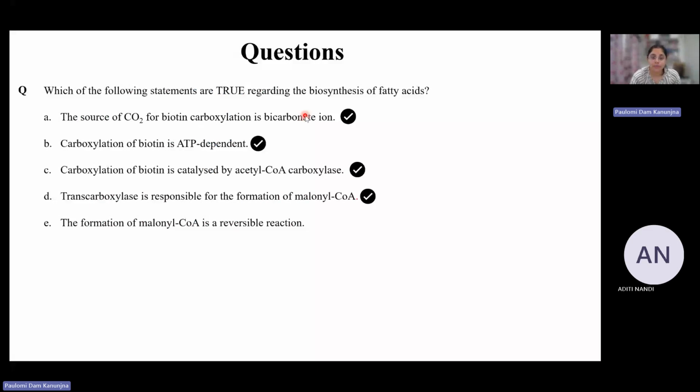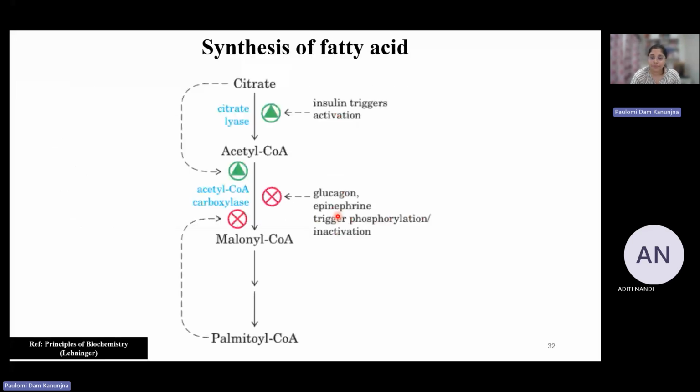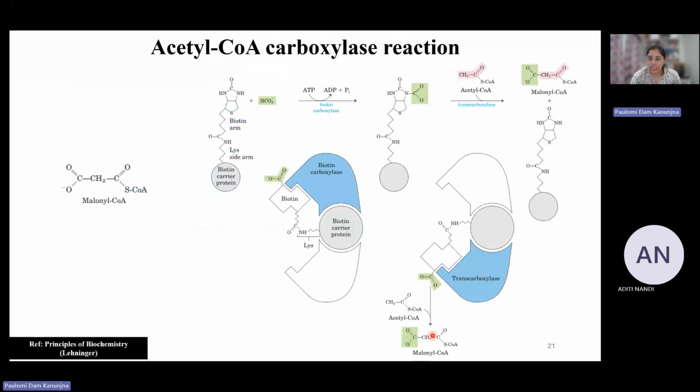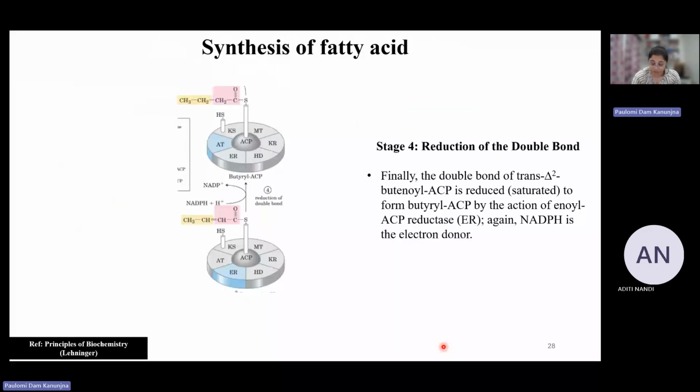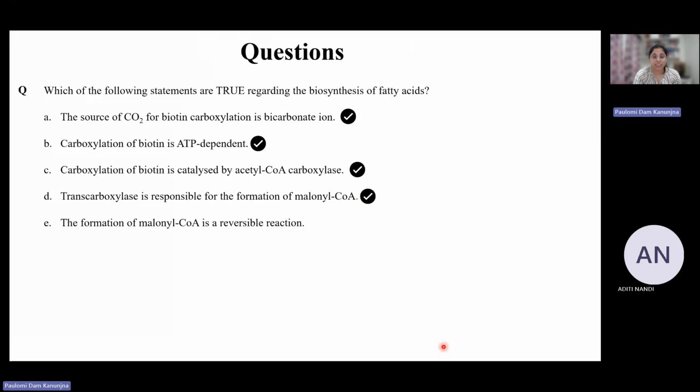If you go back here, this is the enzyme. And then the last one says transcarboxylase is responsible for the formation of malonyl coenzyme A. So when you go into the first slide, this one here, this is what is actually forming the malonyl coenzyme A. So among that enzyme, the transcarboxylase domain is what is responsible for this malonyl coenzyme A. Another option says the formation of malonyl coenzyme A is reversible. That is incorrect. It is not reversible. It is an irreversible, highly regulated step of fatty acid synthesis.